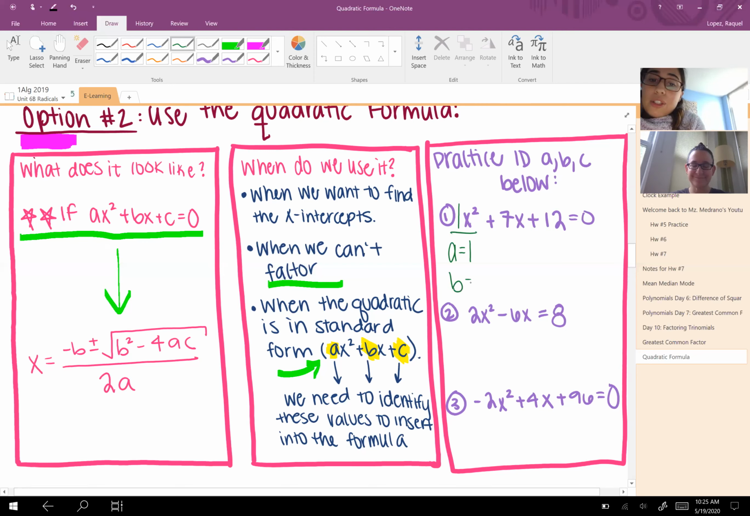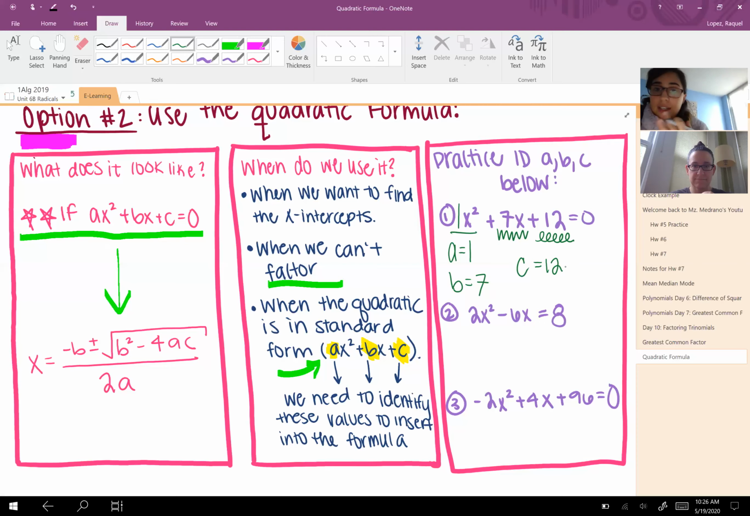The b term is always attached to your x term. Here is your x term. The number in front of the x is positive 7. I've got plus 7. So the b is just 7. Now your c is going to be your last number here, your constant. So your c is 12. And that's it. That's a, b, and c. All right. Let's try example 2.